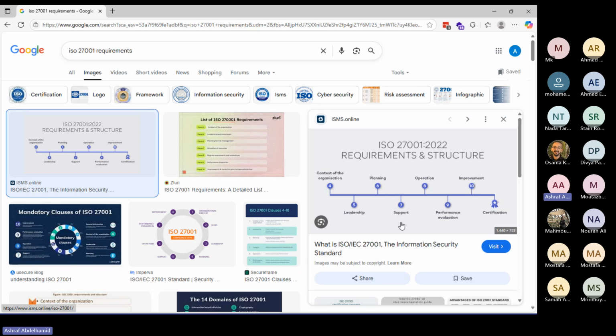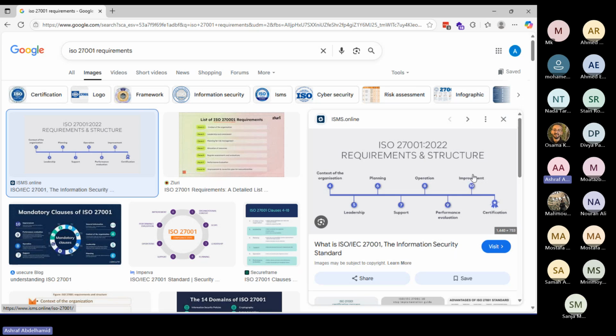Okay, and based on the feedback, the internal audit feedback, the performance evaluation, then we act. We have the continuous improvement. So as you can see, it's a list of requirements provided by the ISO.